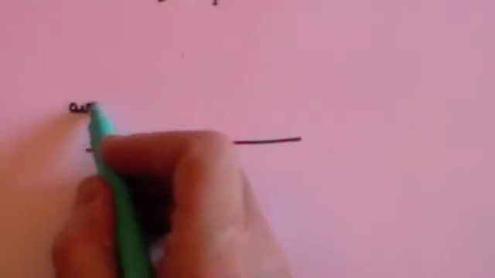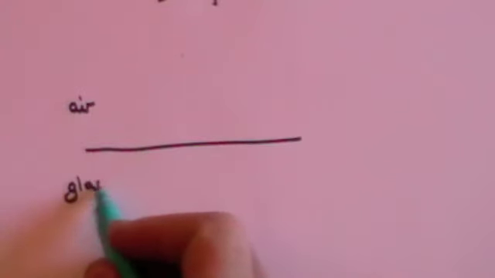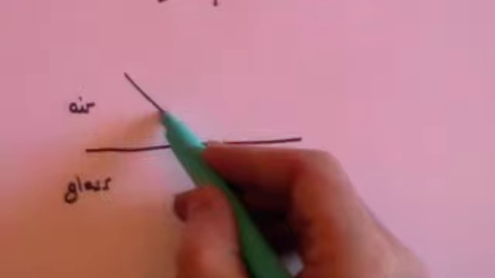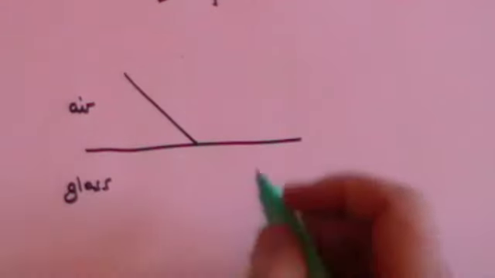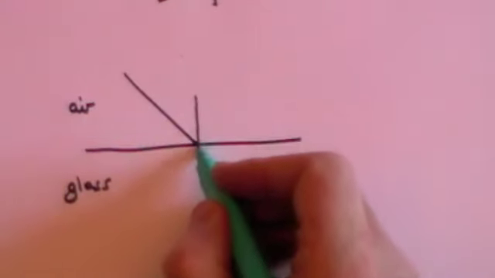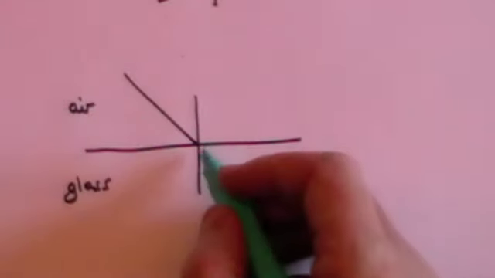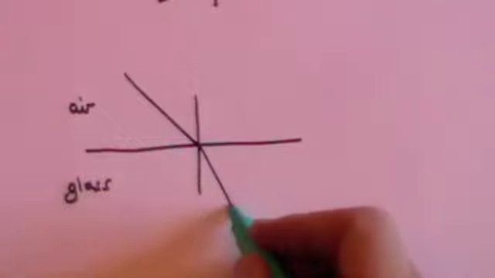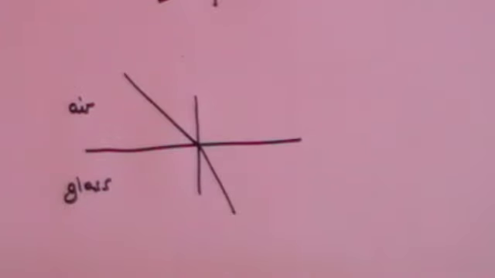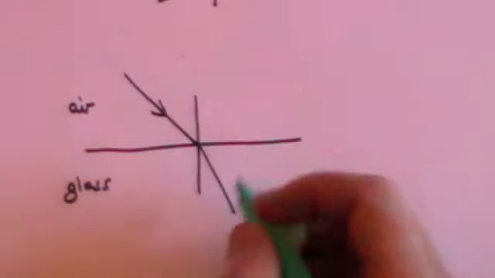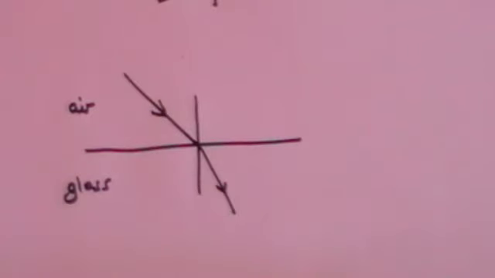So now let's go back to air, and this time we'll take glass. So here we're in air, here we're in glass. Here is a light ray which hits the surface. And once again, we're going to need a normal. The normal is always perpendicular to the surface. And we're going to have a refracted ray. So the ray has gone like this.